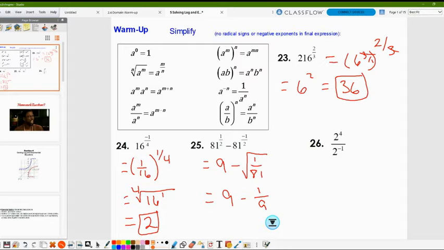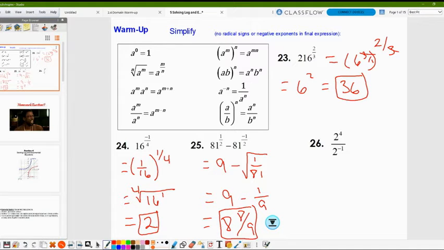So that's just 9 minus 1/9, which would be, we can either do it as a mixed numeral, 8 and 8/9. Sorry, that's a little messy. Or we could get it as an improper fraction. I'm okay with this one if you just leave it as 8 and 8/9.